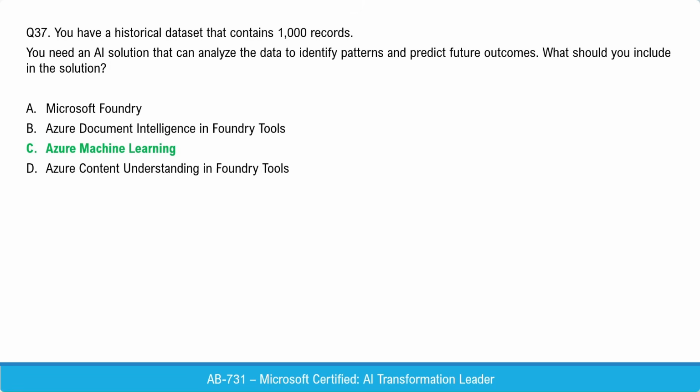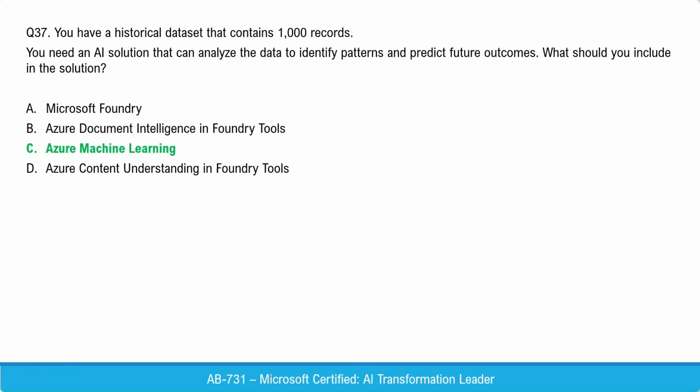Let's understand why. In this case, you have a historical data set with 1000 records, and you need a solution that can analyze patterns and predict future outcomes. This is a classic predictive analytics scenario. And option C, Azure Machine Learning, is the correct choice because it is specifically designed for building predictive models. It allows you to train models on historical data, identify patterns, and generate forecasts such as future demand, trends, or behaviors. This is exactly how machine learning works. You feed it past data, it learns patterns, and then applies those patterns to predict what might happen next.